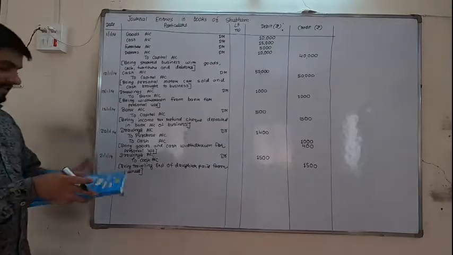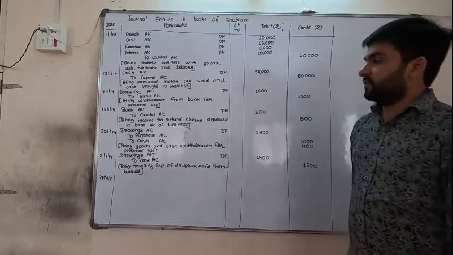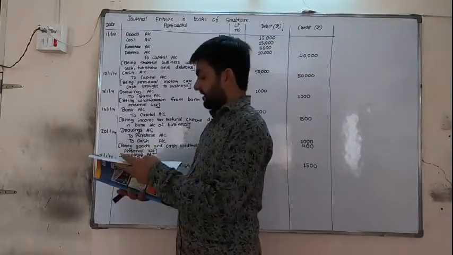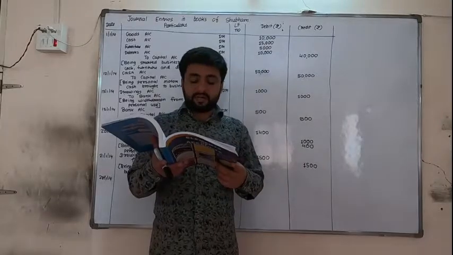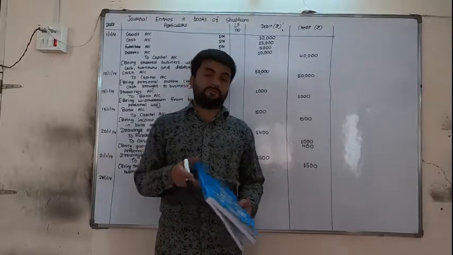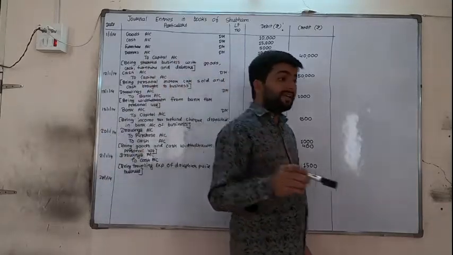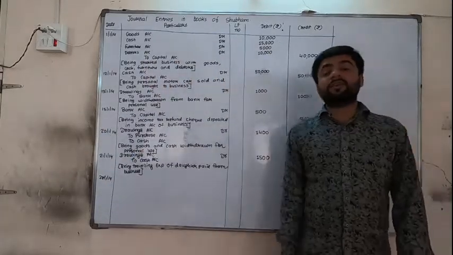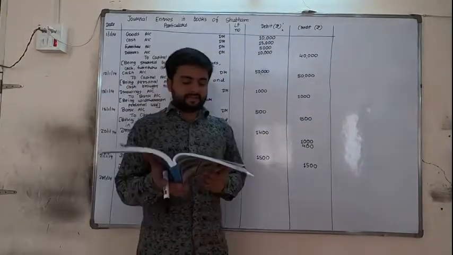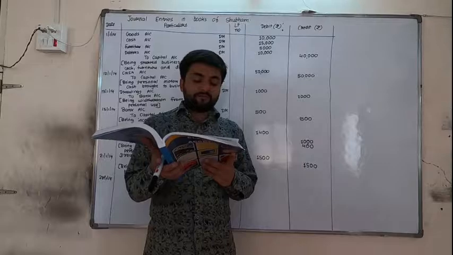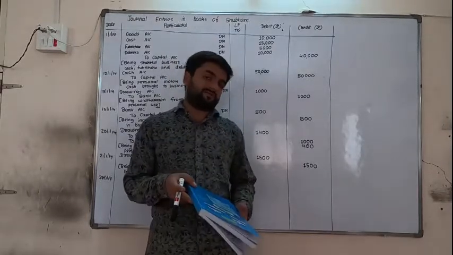Next date is 28th January. Okay, we are reading next. Furniture of 2000 purchased from Ganga Furniture Mart for house. Friends, read the whole sentence. Otherwise, if you are ignoring for house, then the entry will be different.